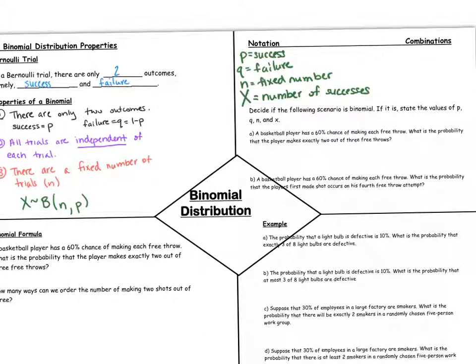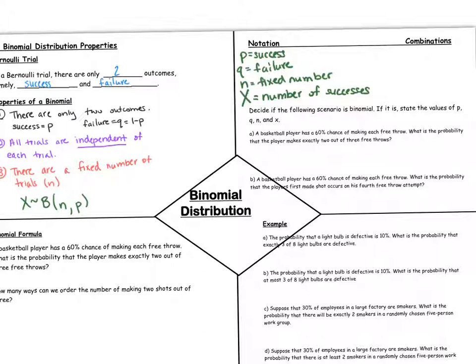So the first one says, a basketball player has a 60% chance of making each free throw. What is the probability that the player makes exactly 2 out of 3 free throws? So let's start here, all right? Is this binomial? The first thing we need to do is identify whether there are only two outcomes. Are there only two outcomes for the scenario? What are they? Either he makes it or he doesn't.